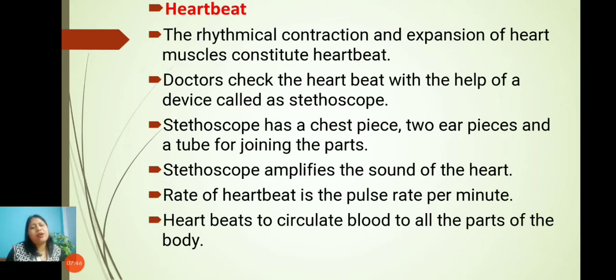Doctors check the heartbeat with the help of a device called a stethoscope. I think you are all aware of this device. The stethoscope has a chest piece, two earpieces and a tube for joining the parts. The stethoscope amplifies the sound of the heart. The rate of heartbeat is the pulse rate per minute. The heart beats to circulate blood to all the parts of the body.